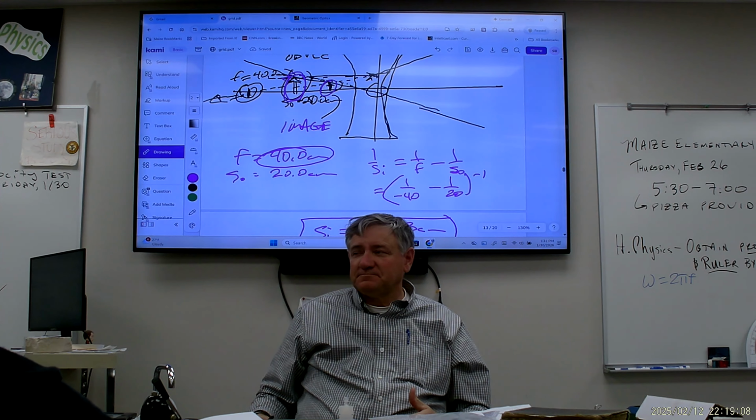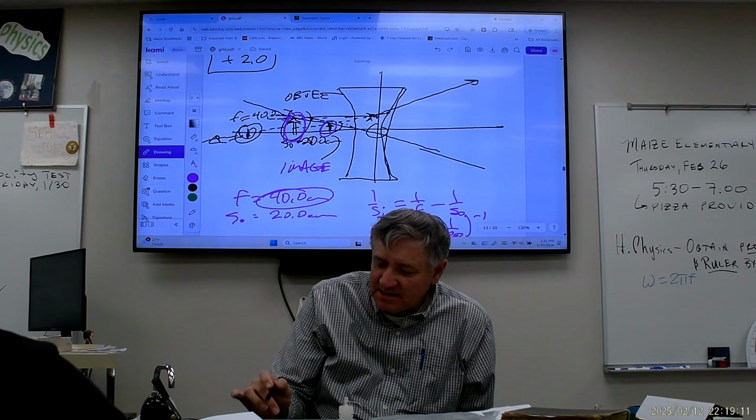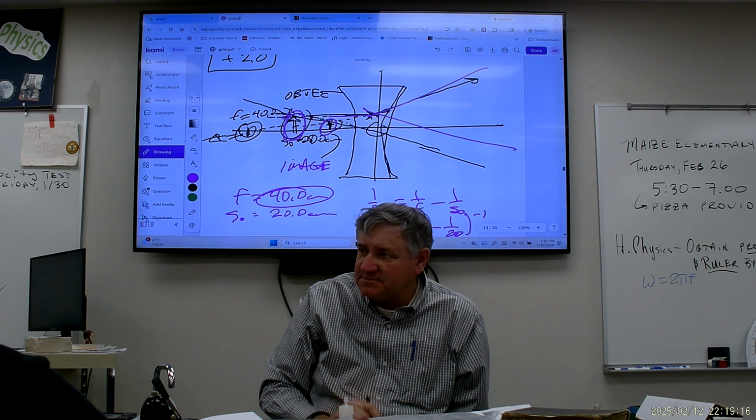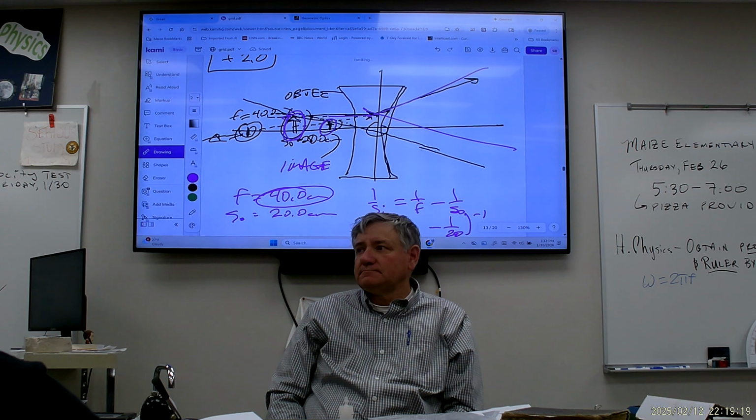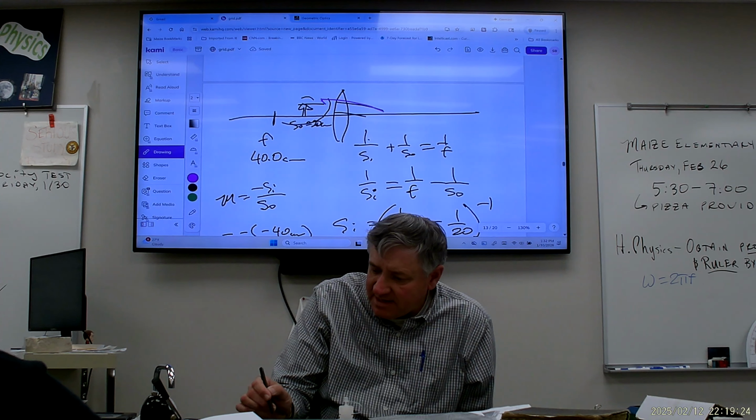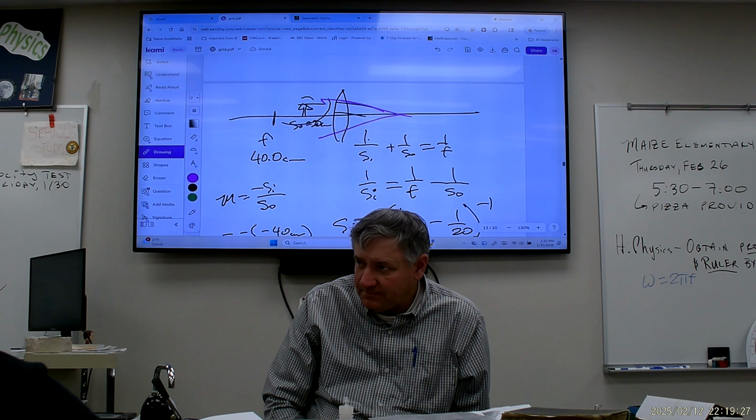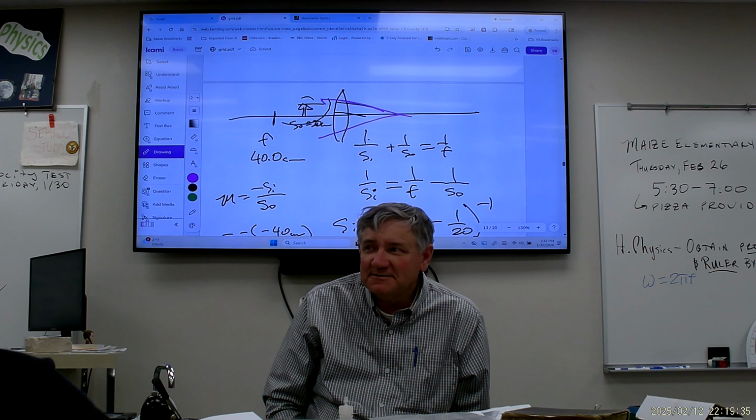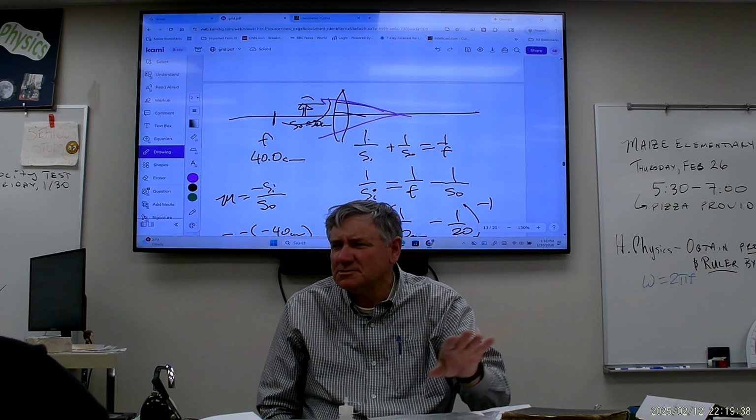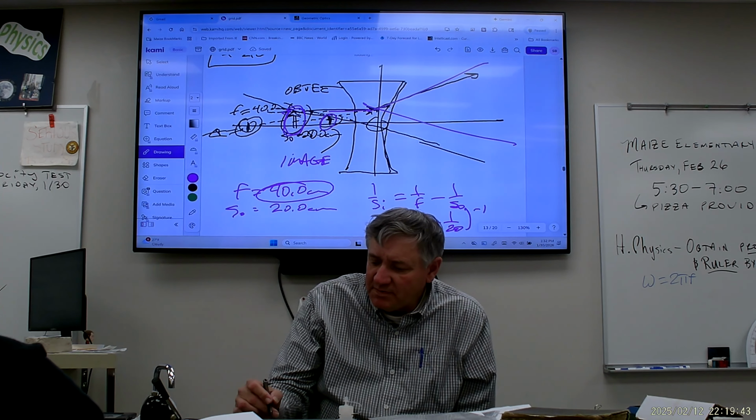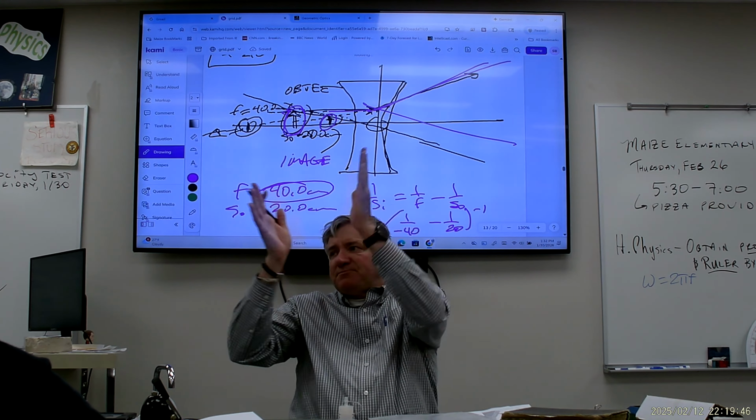Yes, Olivia? How come the 40 is negative? Because this is a concave lens. And when that light hits, it spreads out. But if it was a convex lens, it would bring light together. Spread apart, negative; bring together, positive. Focal length is negative? Yes. Because on this one, that focal length is negative because it spreads that light apart.